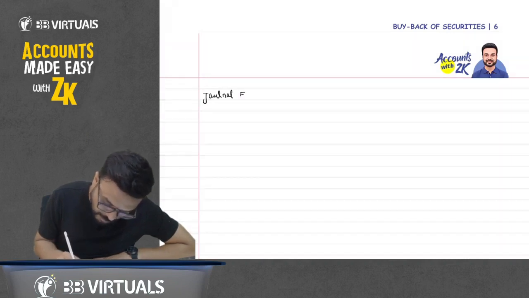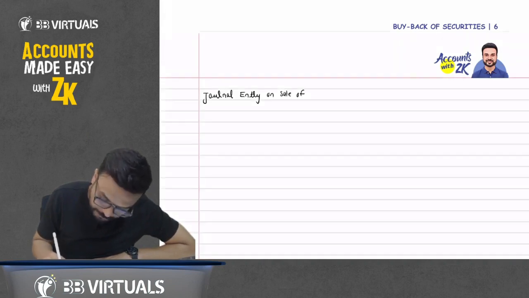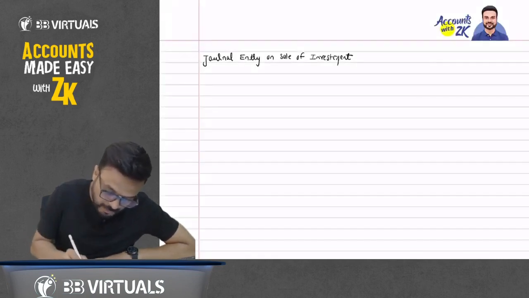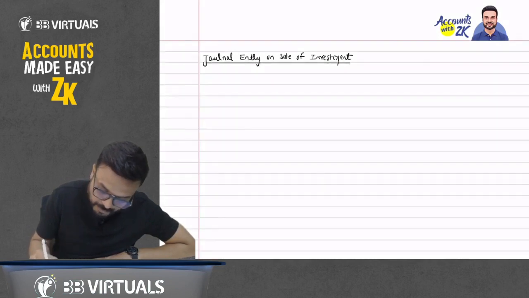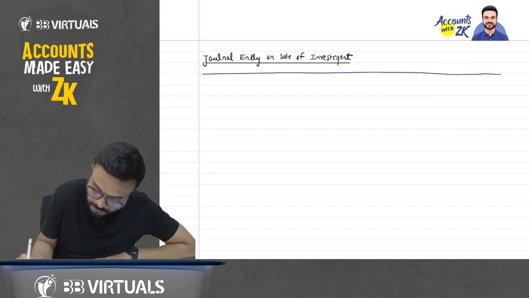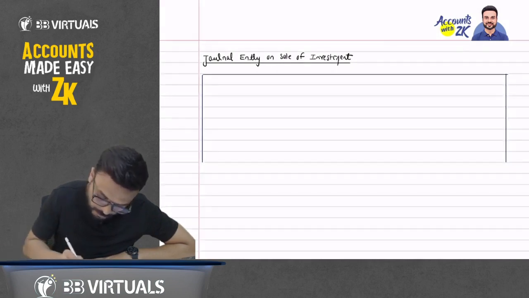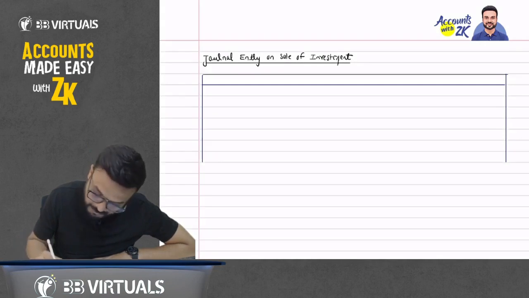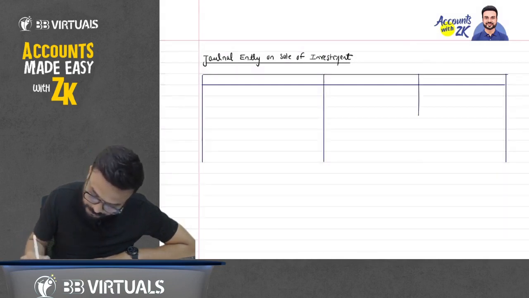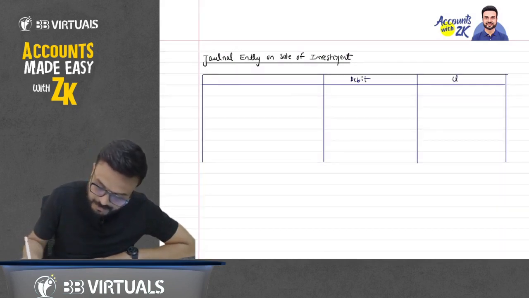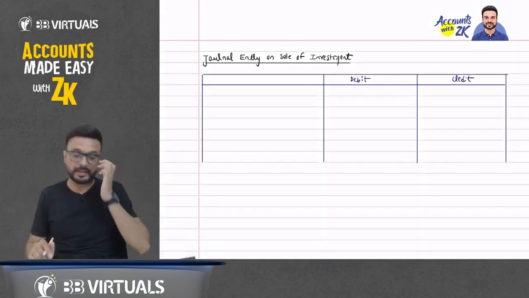Journal entry on sale of investment. Draw this for 5-6 lines. So which account should be debited? See, this is the debit column and this is the credit column. Which account should be credited? Now understand this point.